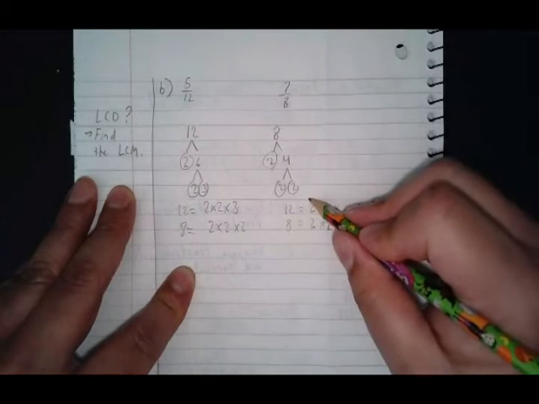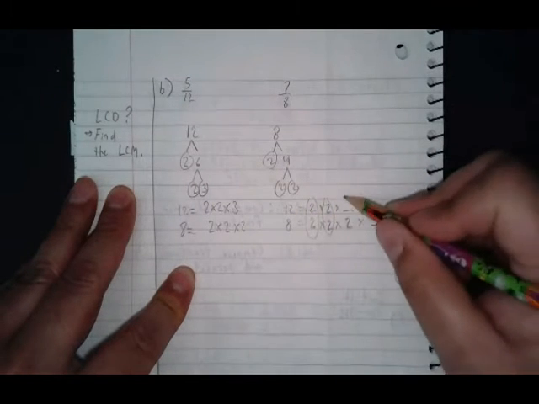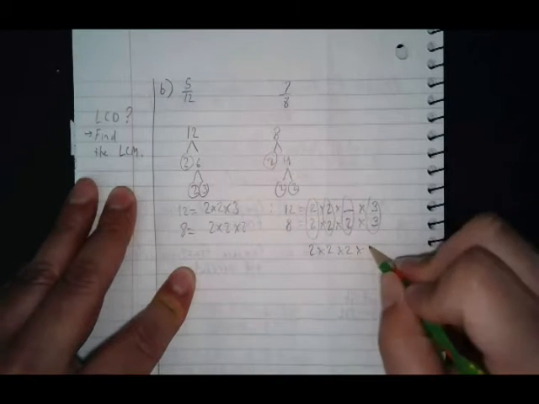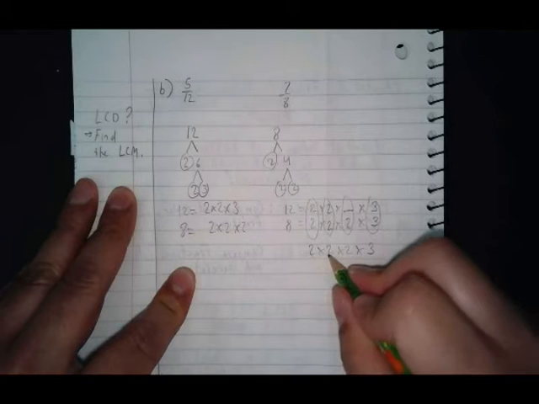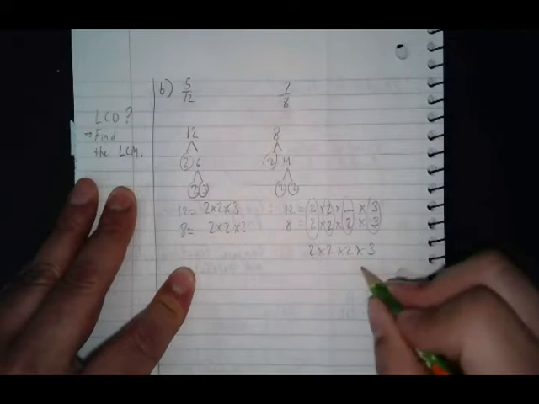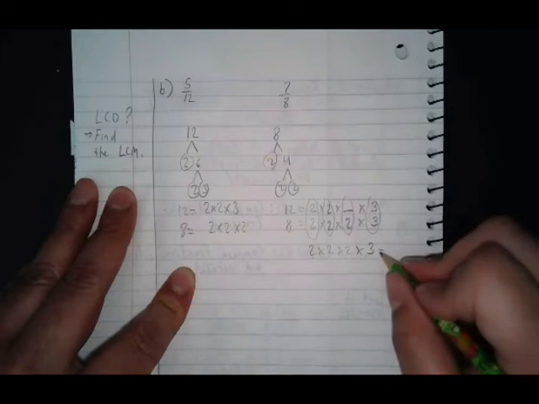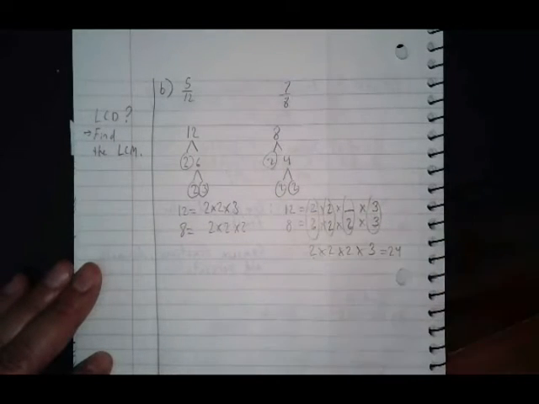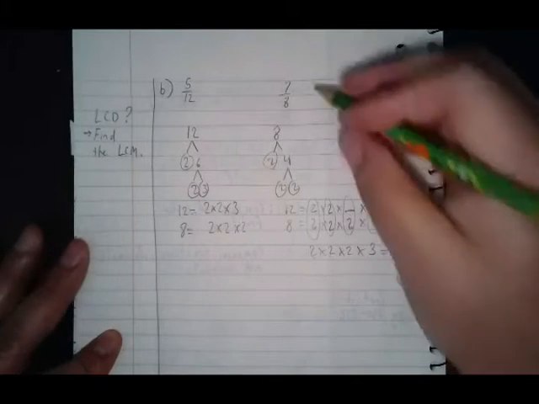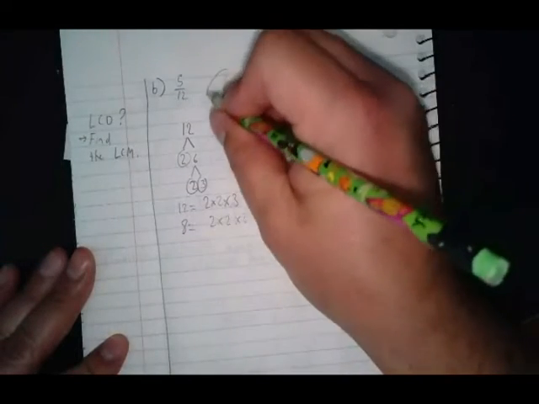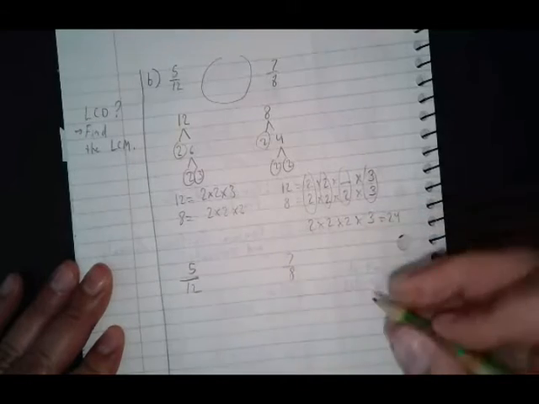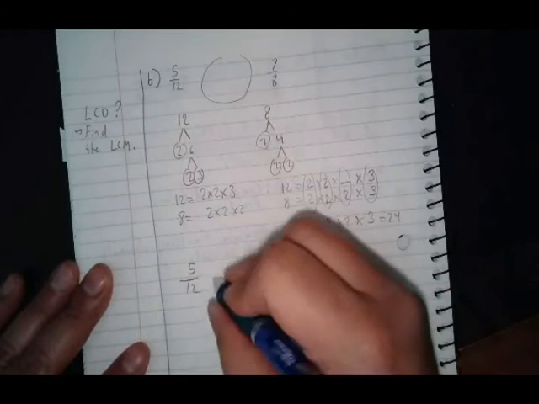You have to multiply all the different factors. 2 times 2 times 2 times 3. 2 times 2 is 4, times 2 is 8, times 3 is 24. So the LCD, or the least common multiple of 12 and 8, is 24. Okay. So, let me just do this over here. I should have done that beginning, but hey, I forgot. All right. 5/12, 7/8. 24 is going to be the common denominator.